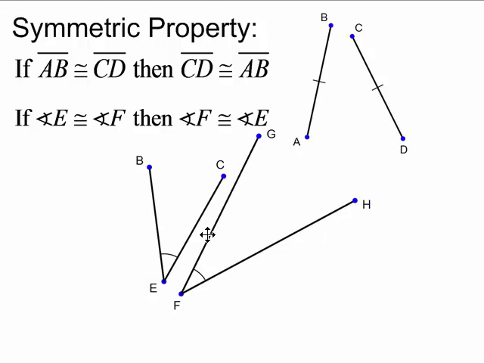Symmetric property. That's more notation. You're saying that if AB is congruent to CD, then you can switch the order and say CD is congruent to AB. And likewise with angles. You can say that if angle E, 1 mark, is congruent to angle F, 1 mark, then you can switch the order and say angle F is congruent to angle E.